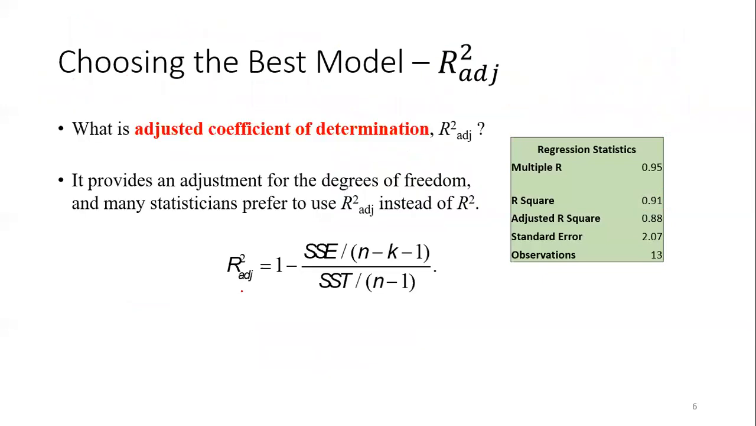So there is a new thing called adjusted R-square. So what is this adjusted R-square? Remember our R-square was equal to SSR divided by SS total, which is equal to SST minus SSE, so it's equal to 1 minus SSE divided by SST, right? So instead of this, what we do is divide SSE by its degrees of freedom, n minus k minus 1.